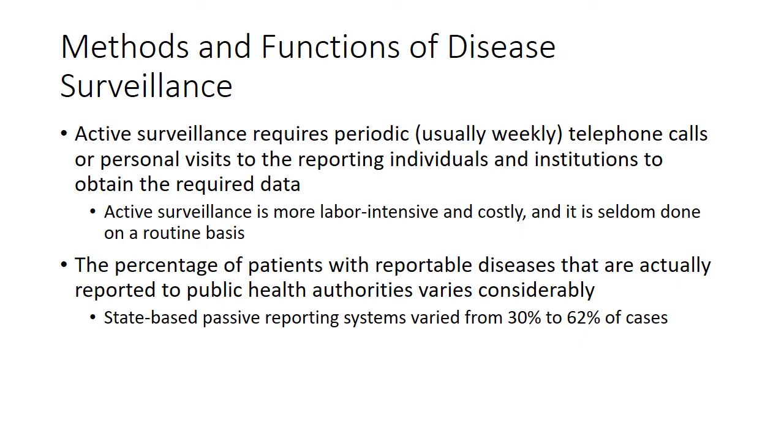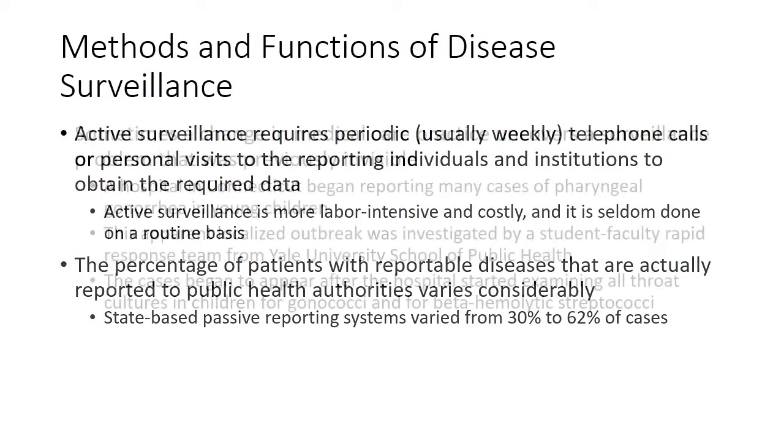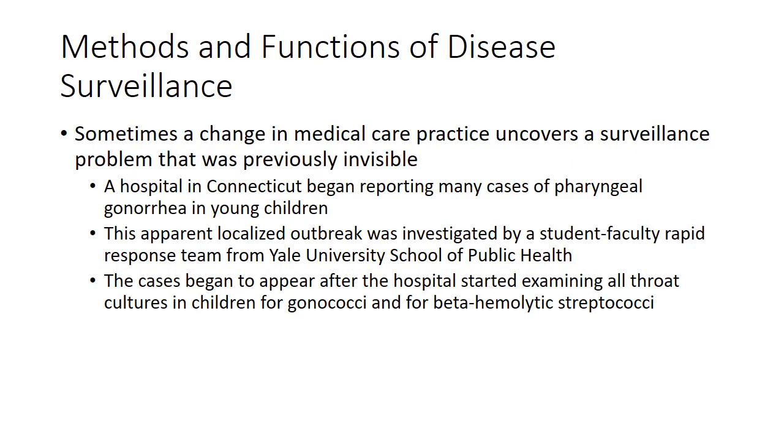As I mentioned, most of the surveillance is going to be done passively, and you can find that the reporting can vary pretty considerably even from state to state. Some people estimate anywhere between 30 to 62% of these cases of reportable diseases actually end up getting reported. So again, underreporting is typically one of the big issues we run into. And sometimes even these surveillances can start to show problems you might not have actually known were there in the first place. So even changes in medical care can help out with this.